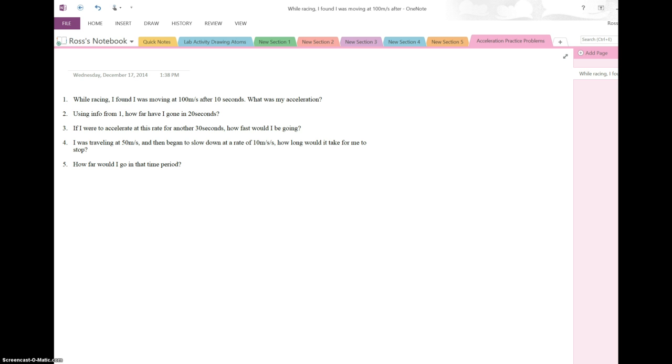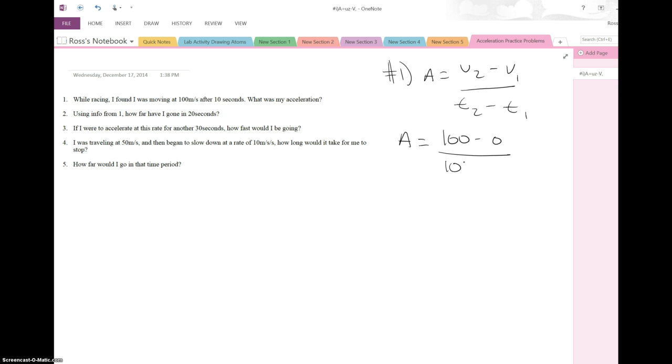Number 1: while racing, I found I was moving at 100 meters per second after 10 seconds. What was my acceleration? For this one, we have to remember acceleration equals v2 minus v1 over t2 minus t1. So acceleration will equal 100 minus 0 over 10 minus 0. This works out very easily to 100 divided by 10. This is meters per second, this is seconds. So acceleration will equal 10 meters per second squared.